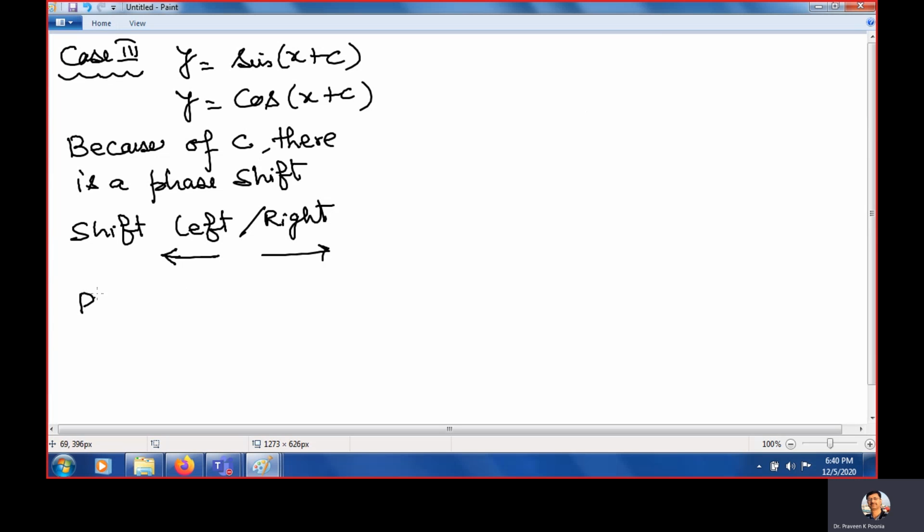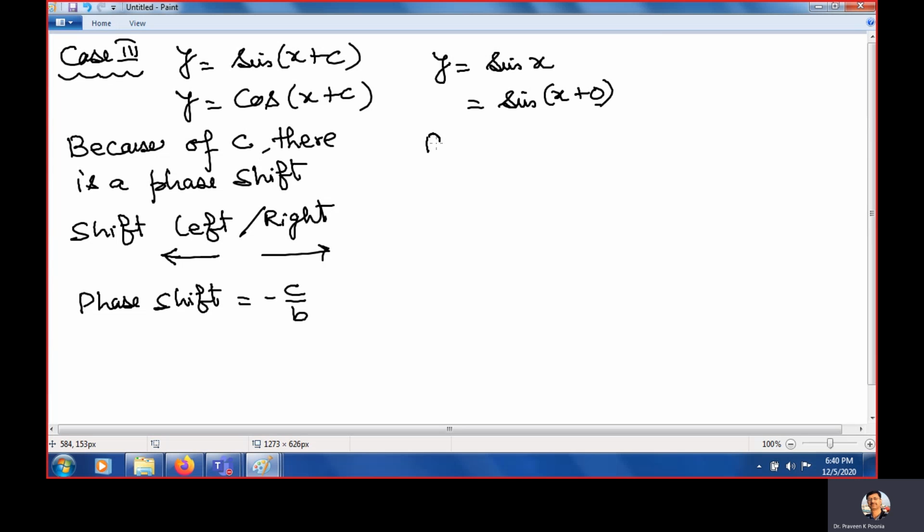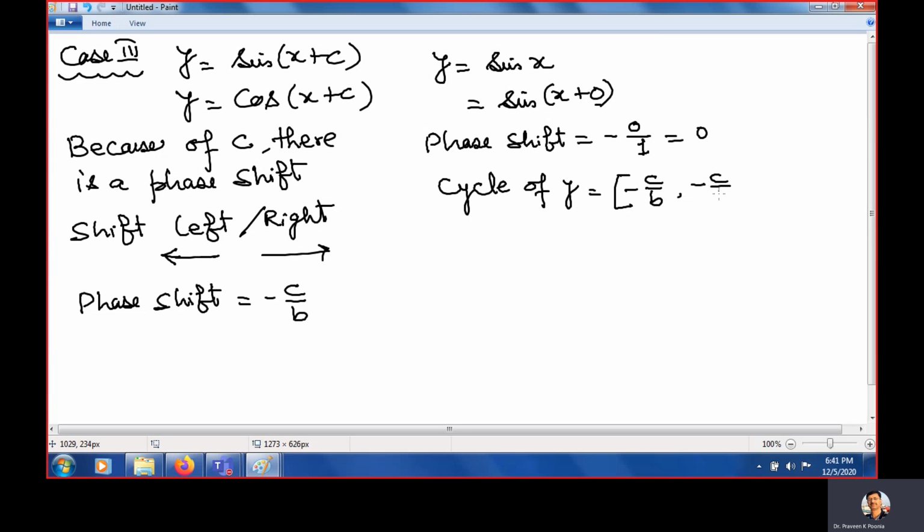So what is the phase shift here? The phase shift here is minus c upon b. If I take the graph y is equal to sin x, sin x means sin x plus 0. So c is 0. What is the phase shift? Phase shift is minus 0 upon 1, because the value of b is 1 here. So this is 0. The cycle will start at minus c upon b and end at minus c upon b plus 2 pi upon b. Minus c upon b is 0, 0 plus 2 pi upon 1. So it will be 0 to 2 pi.